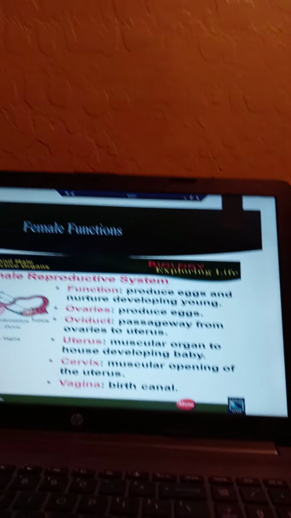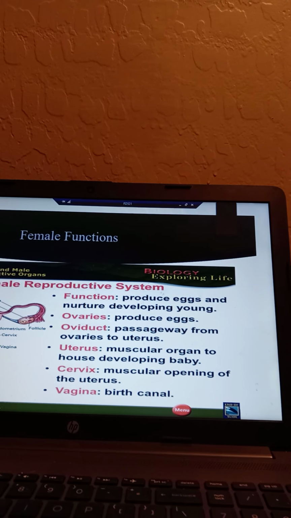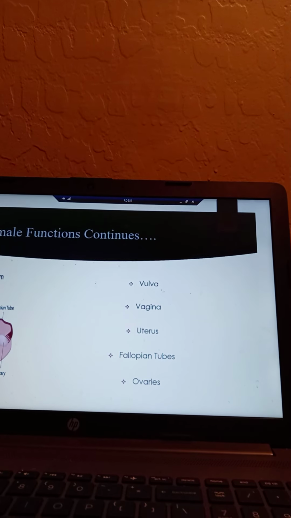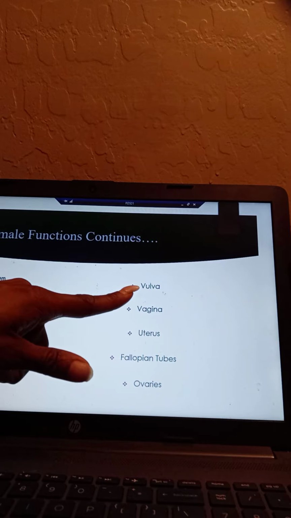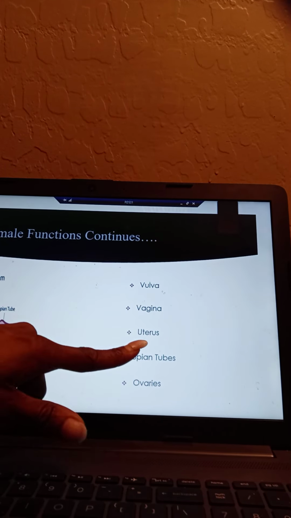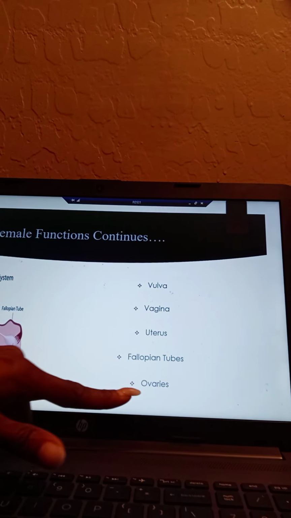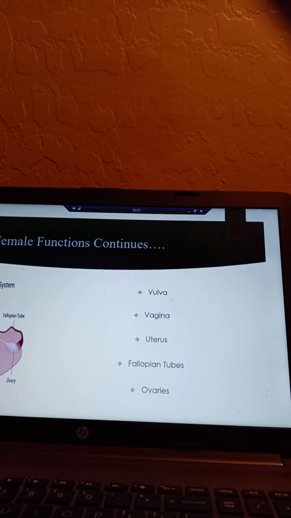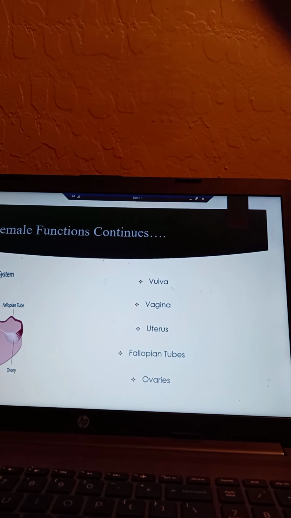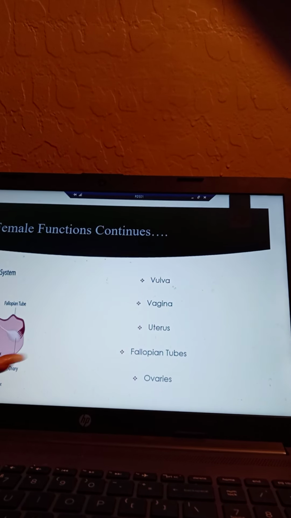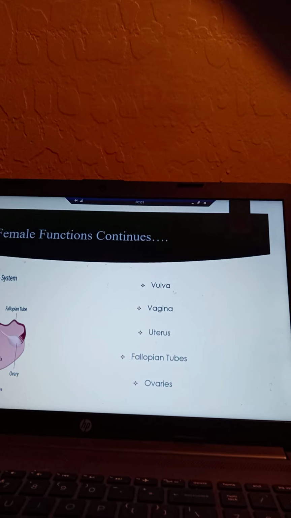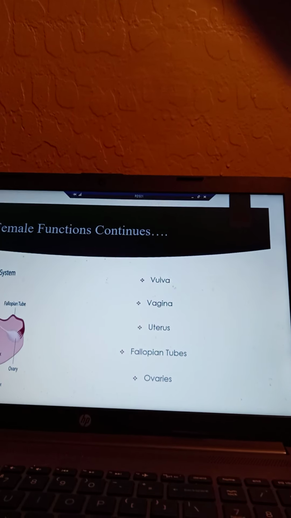We'll discuss the uterus in more detail below. Okay? And that is the seventh slide. We're going to go to the eighth slide here. Female function continues. We have the vulva, the vagina, the uterus, the fallopian tube, and the ovaries. I have a picture here of a woman, and also a picture showing where the uterus, the ovary and fallopian tubes are, and what exactly that looked like.